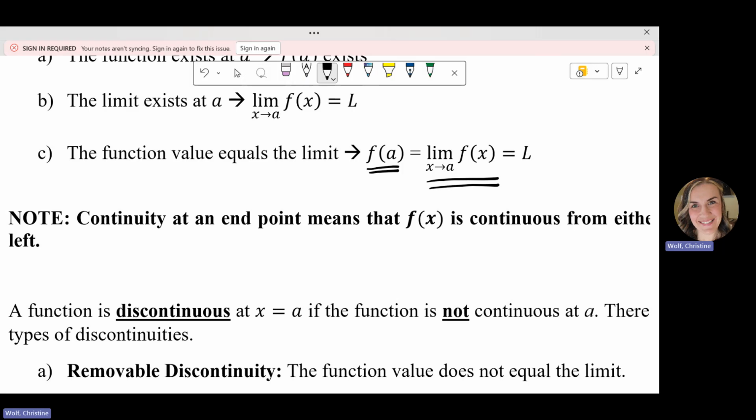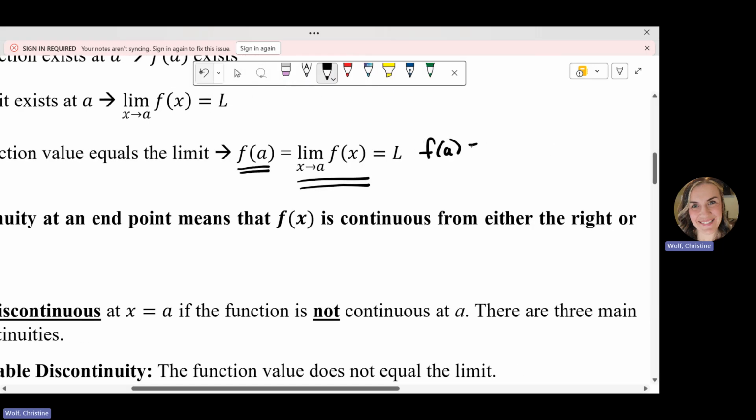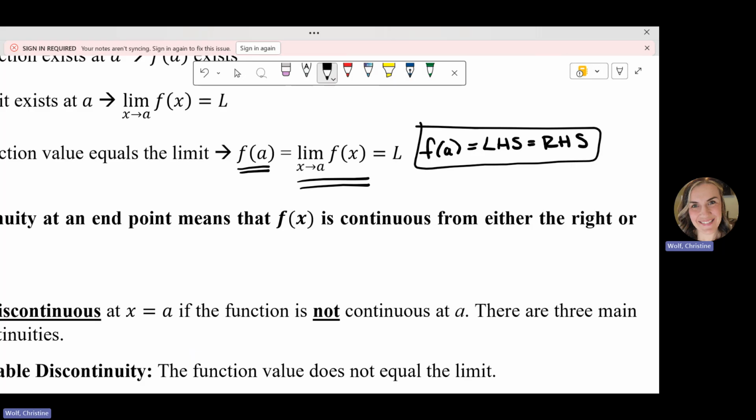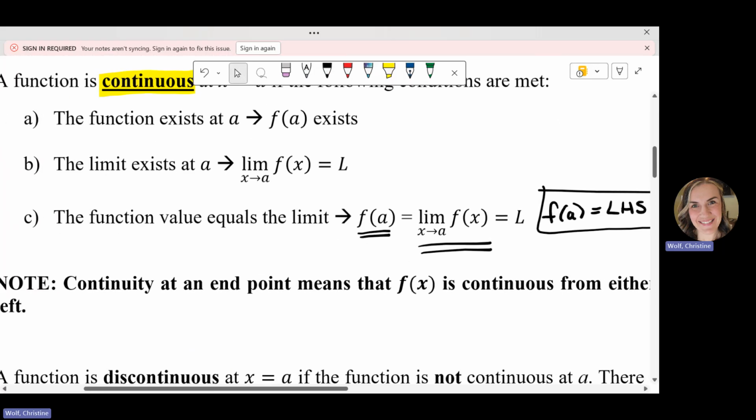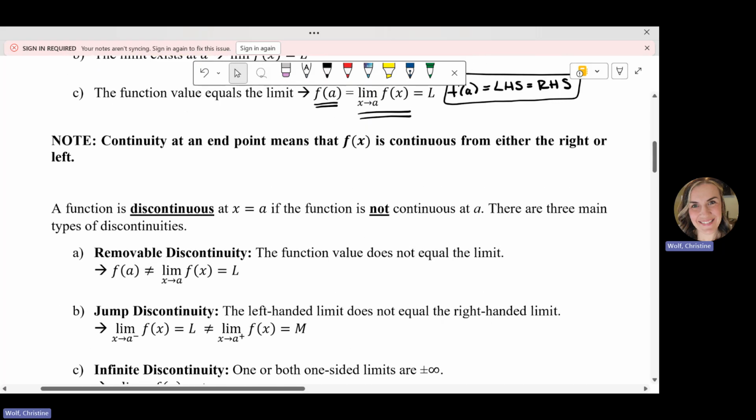Essentially we want the function value at that random point to be equal to the left-hand side limit, and that's also equal to the right-hand side limit. So we need all 3 of these things to be true and equal to each other. And if that's the case, we say the graph is continuous. If any of these 3 things are not true, then we say the graph is discontinuous. Okay, and we're going to go through the situations for that right here.